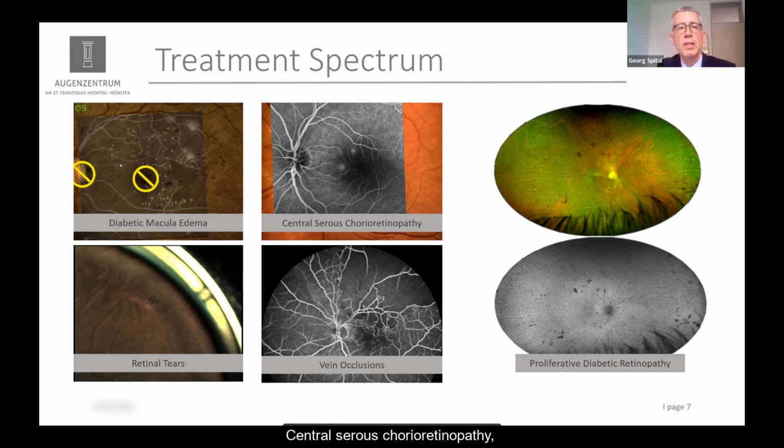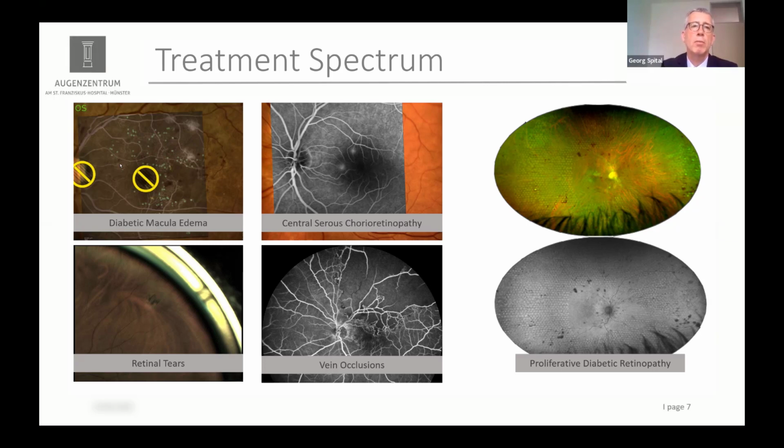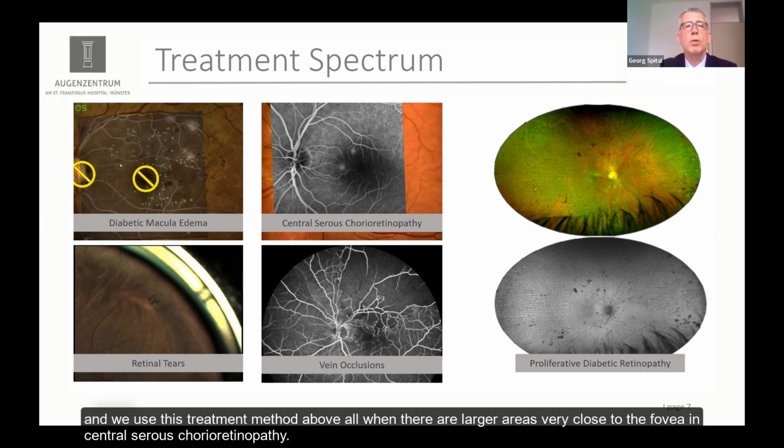Central serous chorioretinopathy. Here we have suprathreshold laser coagulation, which we use mainly for lesions away from the fovea. However, there is also the option of subthreshold treatment with a microsecond pulse laser, and we use this treatment method above all when there are larger areas very close to the fovea in central serous chorioretinopathy.